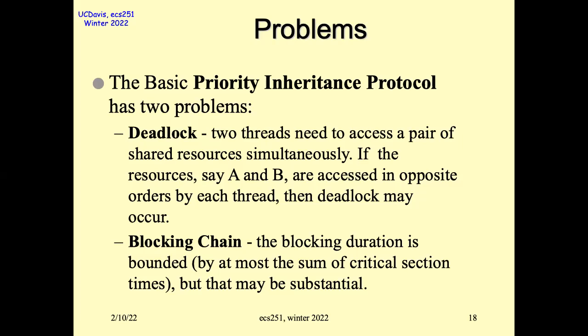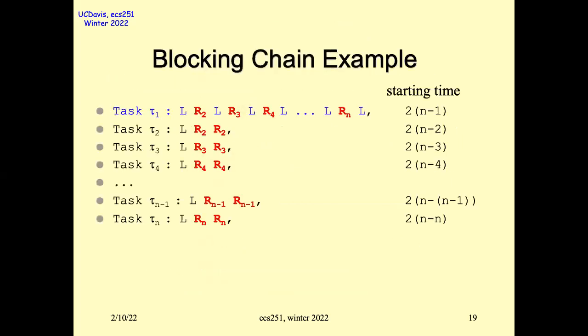But there is still a chance. If you still have a large number of mutual exclusions you want to get, and there are lots of lower priority tasks that actually get them, you can actually be blocked, and the blocking accumulates. The example looks like this.